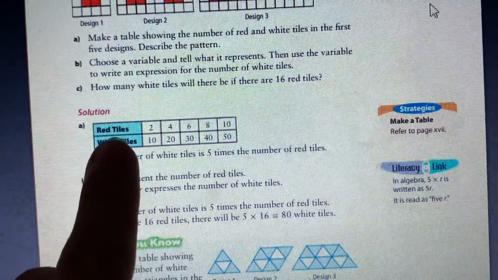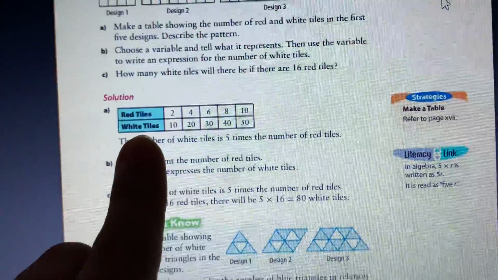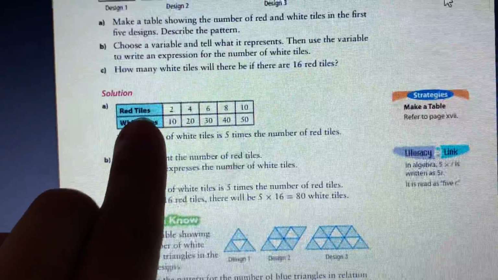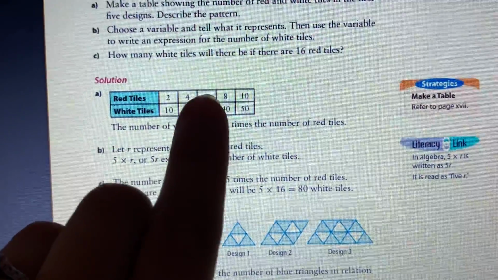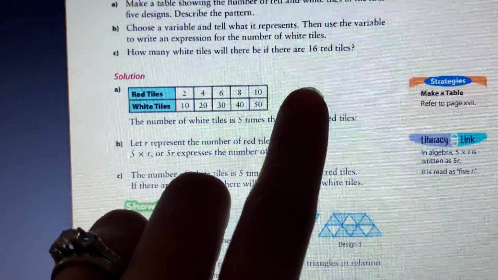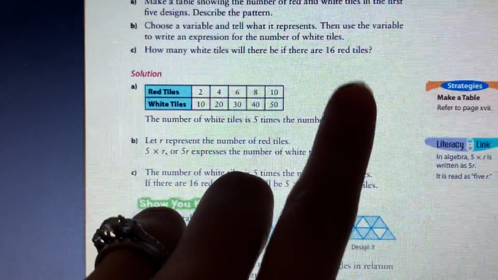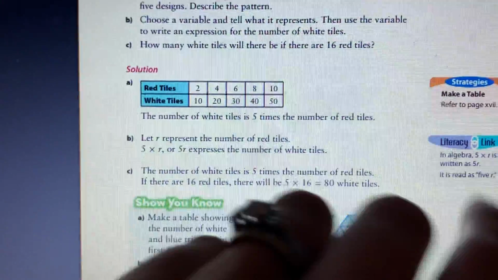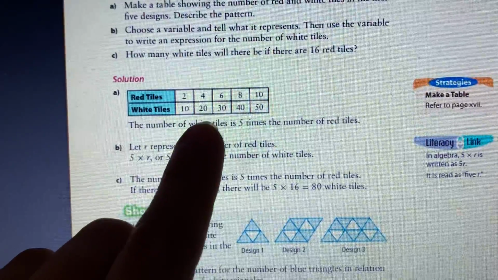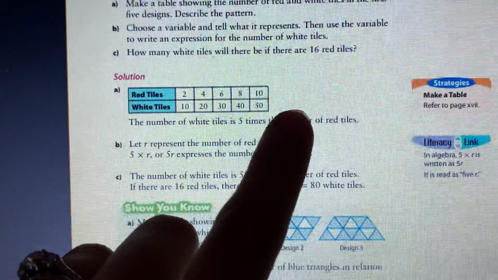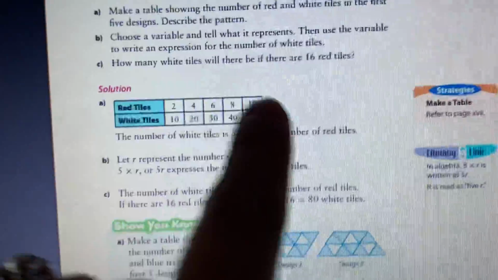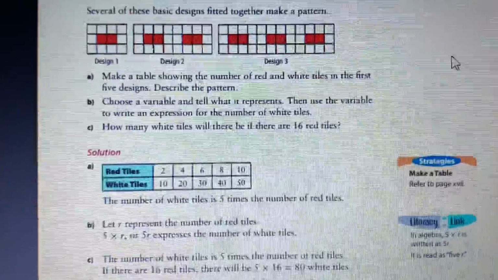So they have red tiles versus white tiles. Now there's 3 patterns that you can see in this table. The first is that you can see that the red tiles, if you just look at those numbers, are going up by 2. So if you had to, you could make this table for a very long time because they are just going up by 2. If you look at the white tiles, you can see they're going up by 10. So again, you could just keep the pattern going and tell me how many white tiles they would need depending on how big their design was going to be.